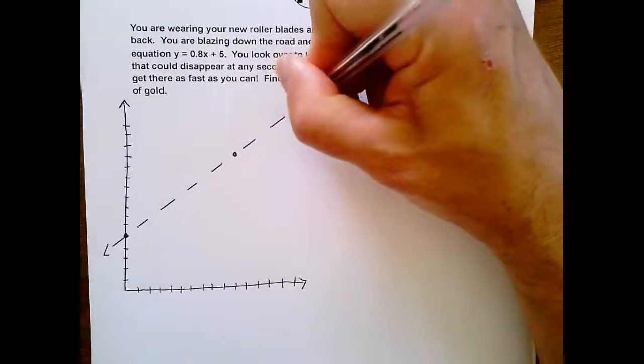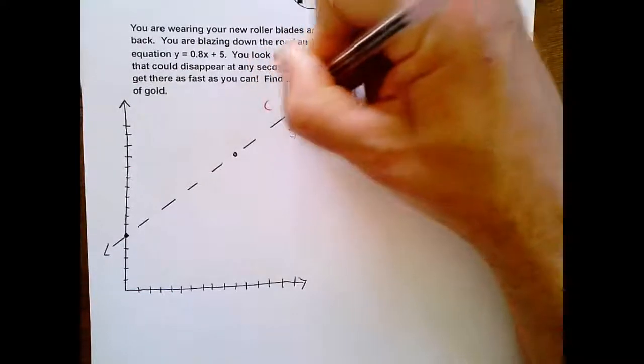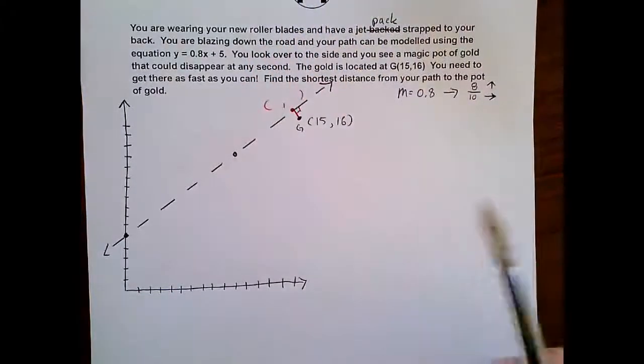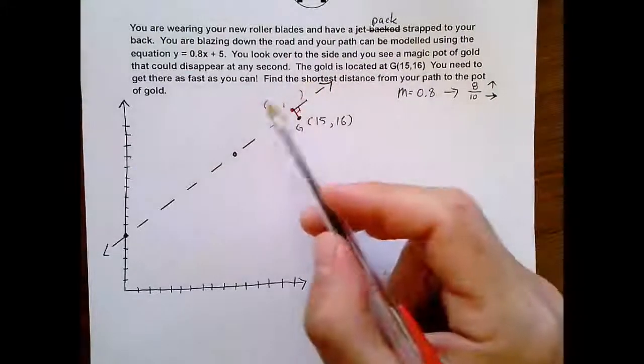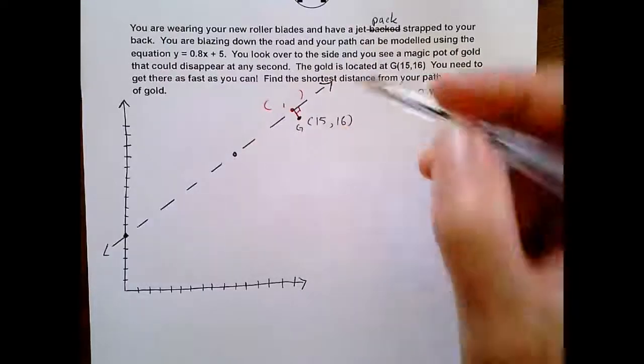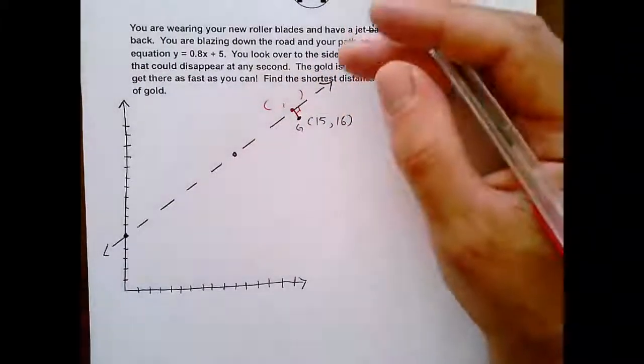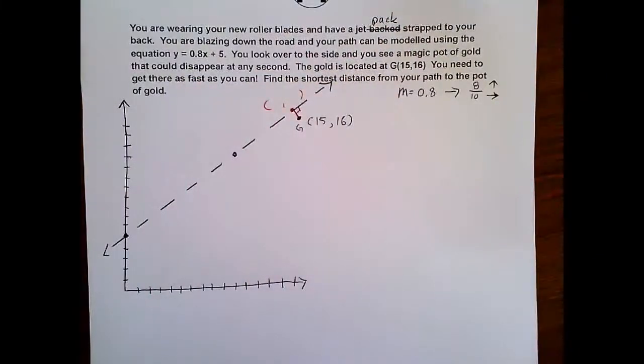And so there's a point here, this point here, that we don't know. Okay? And what we're going to try to find is the distance from this point that we don't know to (15, 16), and that would be the shortest distance. So that's going to be our answer. Now the question is, how do we get all that so that we can get the answer?